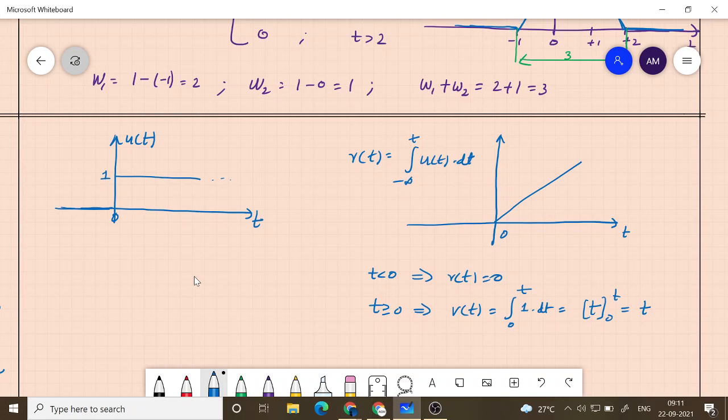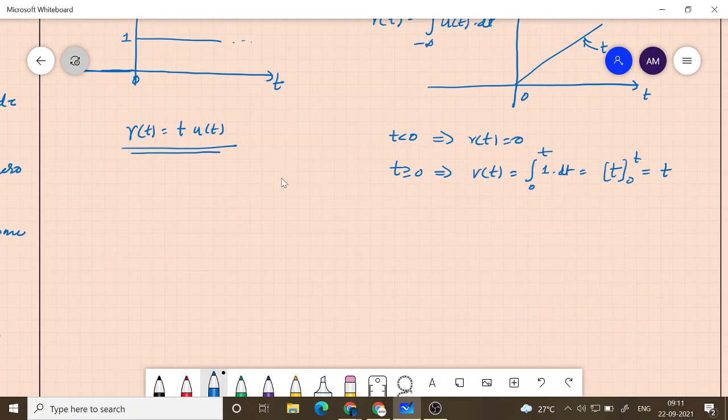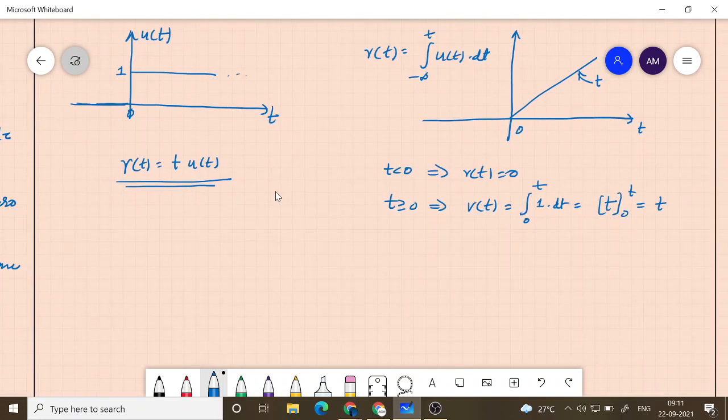As t increases, the magnitude also increases. So this is t. Or in other words, you can say that r of t is equal to t u of t. This is an alternate way of writing, because for negative values of time it is 0, and for positive values of time it is t into 1. So that is your ramp function. That is how we plot the ramp function.